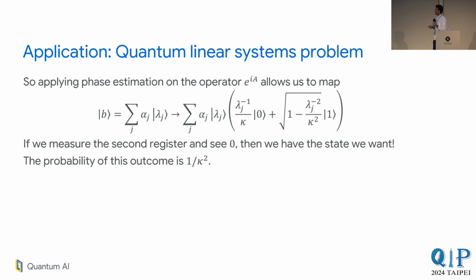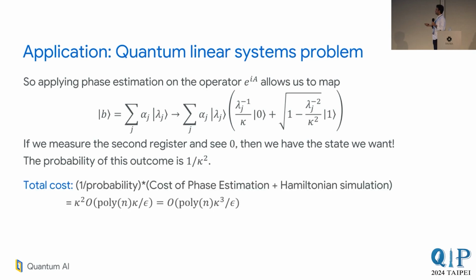There's a kappa in the denominator, and what that means is that the probability of this outcome is 1 over kappa squared. So what do we do when we have an algorithm whose probability of some good outcome is 1 over kappa squared? We just run it order kappa squared times, and then it'll succeed at least once. You can do that: repeat 1 over the probability number of times, so kappa squared times the cost of these two algorithms. I didn't tell you exactly what the cost is, but take my word for it: it's some polynomial times kappa over epsilon. And this gives you a kappa cubed over epsilon algorithm for this linear systems problem.